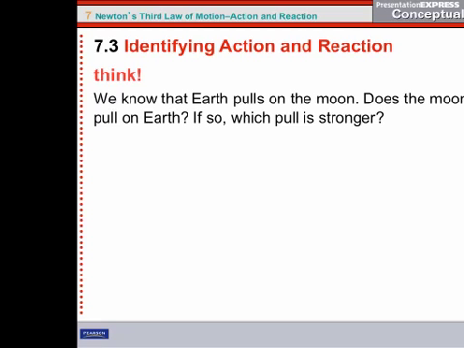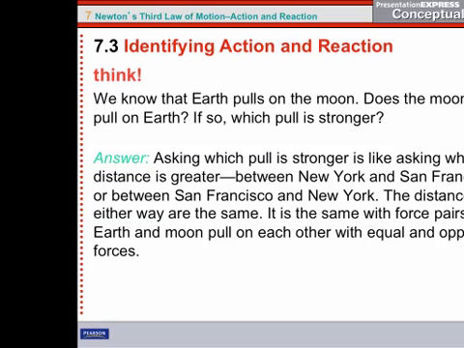All right. So we know that the earth pulls on the moon. Does the moon also pull on the earth? And if so, which is stronger? Well, yeah, we know that the earth pulls on the moon, so therefore the moon must pull on the earth. Which one's stronger? Well, they are exactly the same. They're always equal and opposite. It's kind of like asking which is farther to go, from New York to San Francisco or from San Francisco to New York. Well, they're always the same.